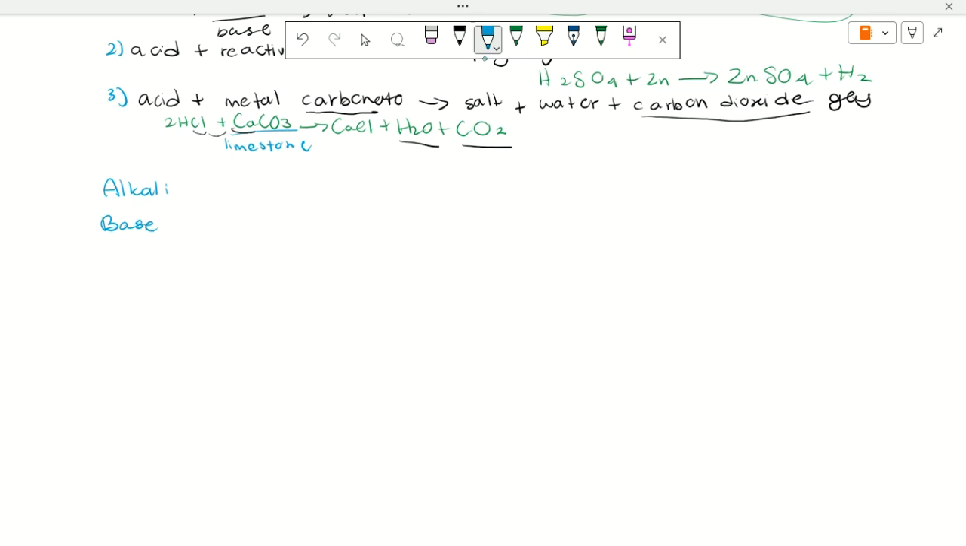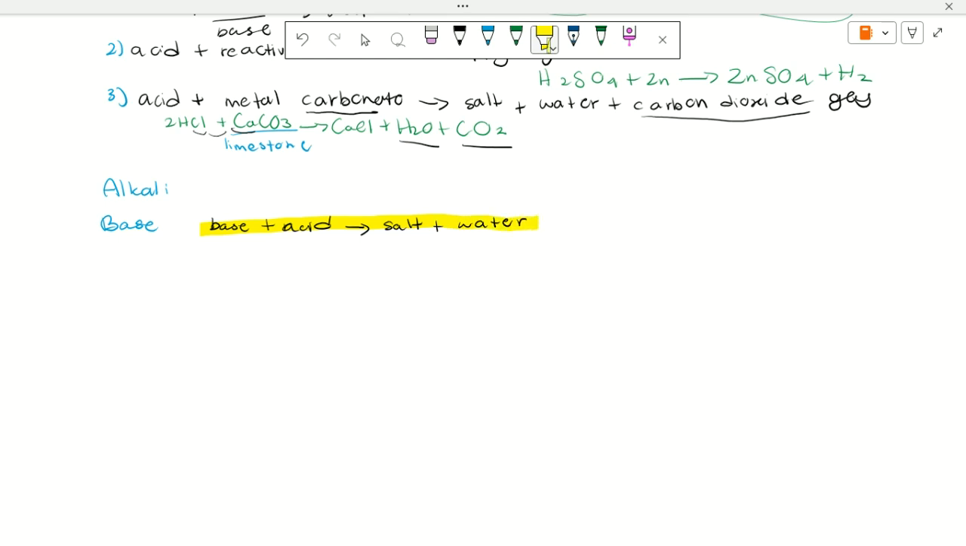Base is a substance that reacts with acid to produce salt plus water. Remember this. This is the definition of base. Oh, sorry, just use a highlight here. This is the definition of base.